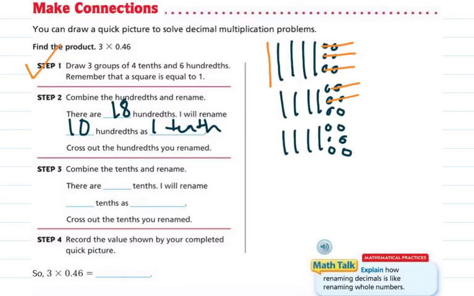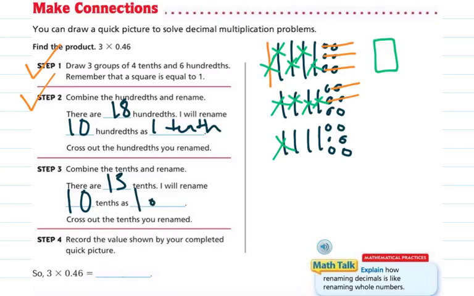So now we're going to go on to step 3, boys and girls. Step 3 says combine the tenths and rename. We're going to do just what we did with the last one, but we're going to use green to cross out our tenths. Remember, when we get 10 tenths, we can trade for 1 whole. 1 tenth, 2 tenths, 3 tenths, 4 tenths, 5 tenths, 6 tenths, 7 tenths, 8 tenths, 9 tenths, 10 tenths. So when we get 10 tenths, we're going to trade for 1 whole. We can look here and we see that there's 3 more tenths. So in total, there are 13 tenths. We're only going to rename 10 tenths as 1 whole, and we crossed off in green the ones that we renamed.